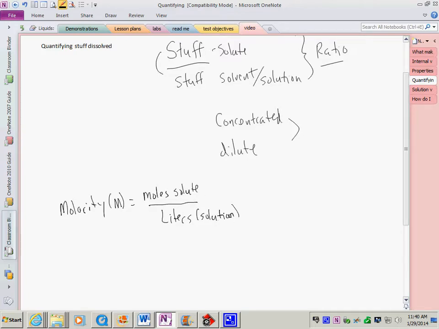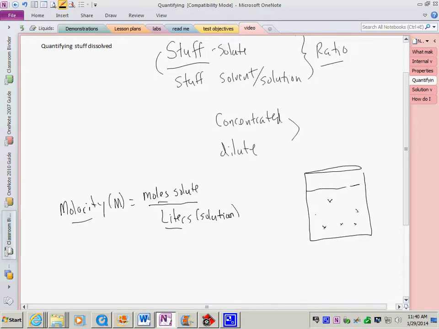Otherwise, how does this work? Okay, well, there's a variable here, and a variable here. Of course, if you have a solution, the more stuff you put into this solution, the more concentrated it's going to get. If this solute happens to have a color, you'd see the color get darker and darker as less and less light can get through it. So mathematically, it's quite simple.